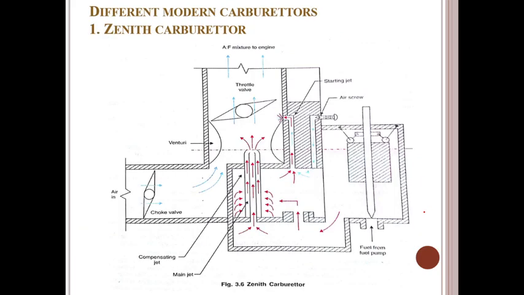Now another carburetor we have is called the Zenith carburetor. If you observe the Zenith carburetor, some components are given: venturi meter, choke valve, compensating jet, main jet, starting jet, air screw, fuel pump, air-fuel mixture to the engine, throttle valve, air in. So this is the simple construction and working of the Zenith carburetor.